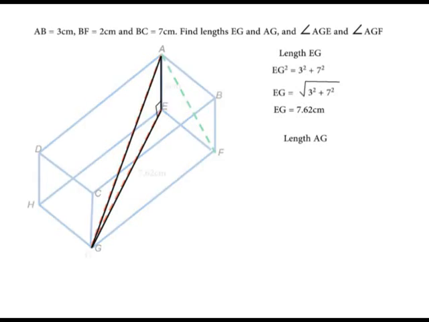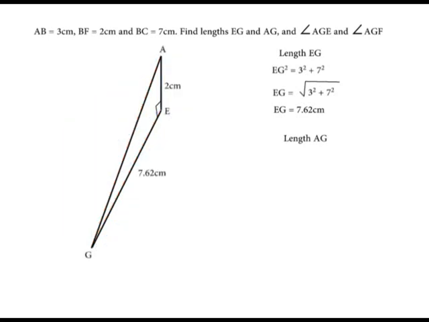If you remove the rest of the figure, you will clearly see the triangle. And so AG is the hypotenuse. Using Pythagoras' theorem, AG squared is equal to 7.62 squared plus 2 squared, and AG is equal to 7.87 centimeters.